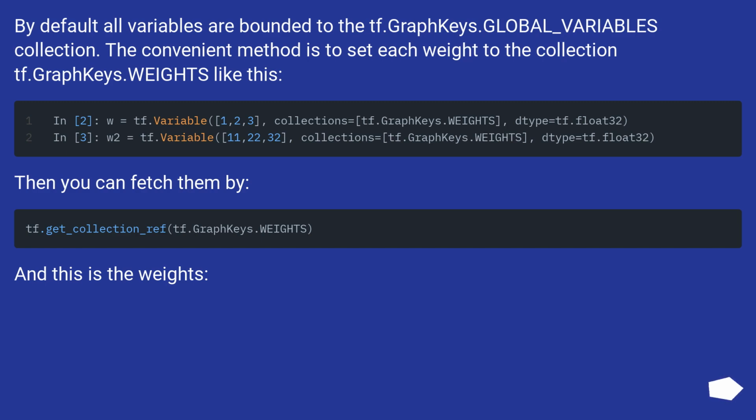By default, all variables are bound to the tf.GraphKeys.GLOBAL_VARIABLES collection. The convenient method is to add each weight to the collection tf.GraphKeys.WEIGHTS like this. Then you can fetch them by this. And this is the weights.